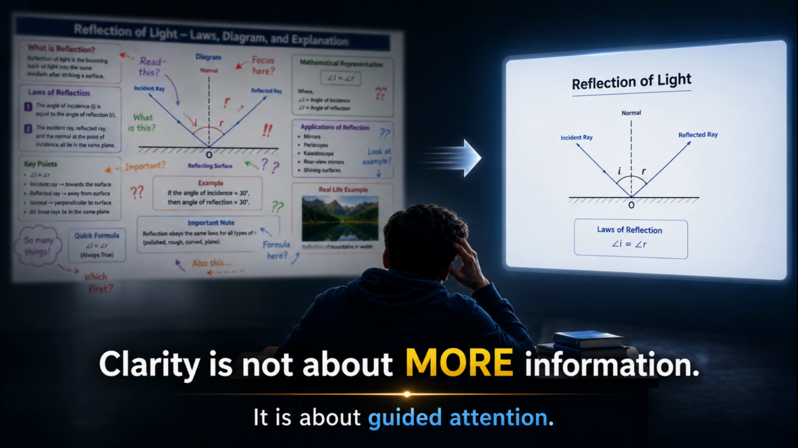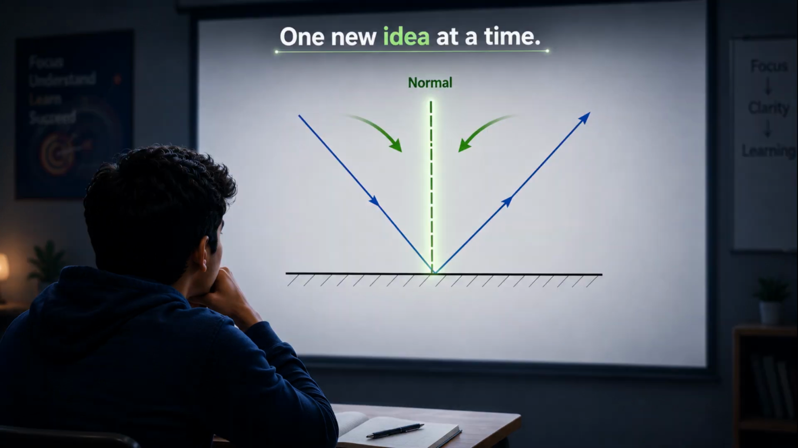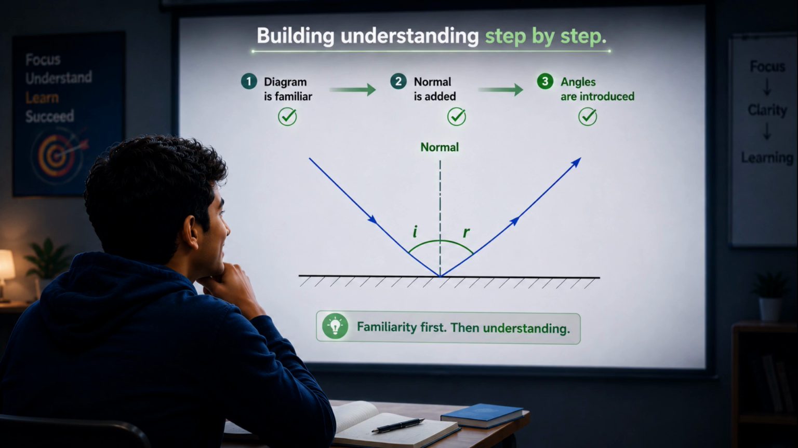Now look at the same concept presented differently. This time, information is revealed step by step. First, only the basic diagram is shown. The student focuses only on the mirror and rays. Then, the normal appears. Now attention shifts naturally to the new element.